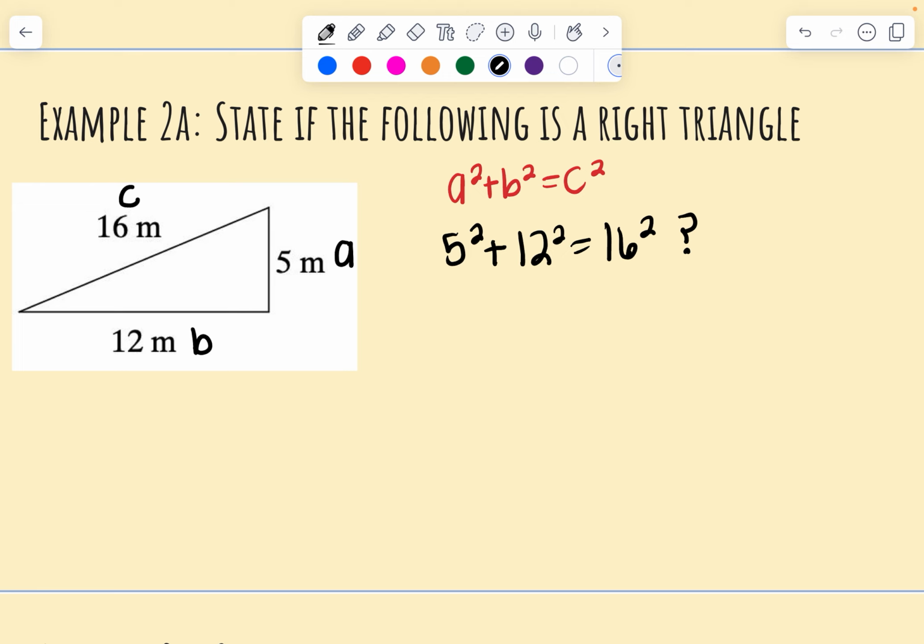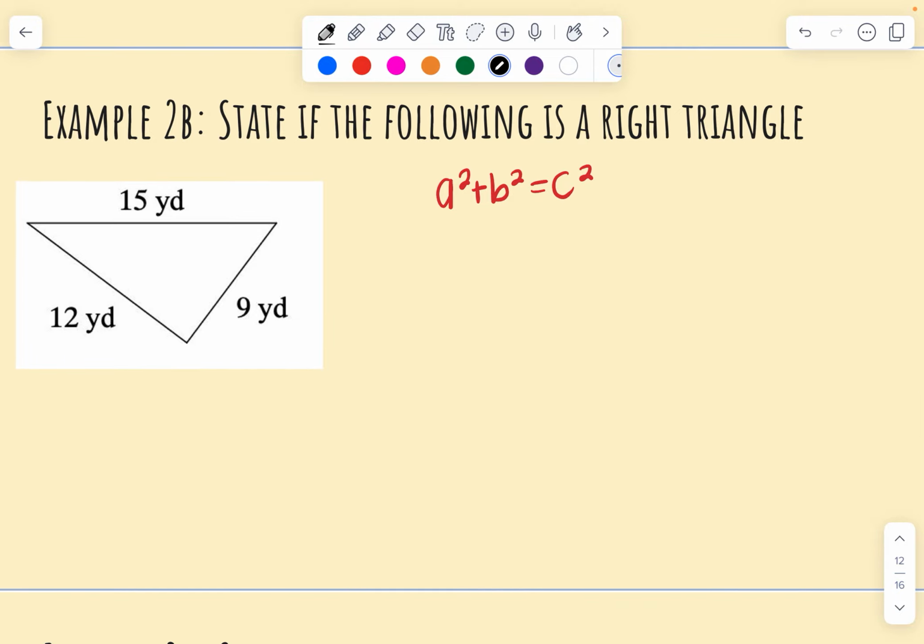5 squared plus 12 squared is 169. And 16 squared is 256. Those are not equal, which means this is not a right triangle because those are not the same.